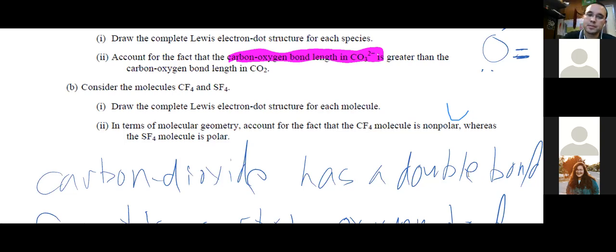After we draw it, do we write what kind of geometry or VSEPR thing it has? Yeah, right. Because in order for you to do part number 2, you have to use your molecular geometry to explain why one is nonpolar and the other one is polar.